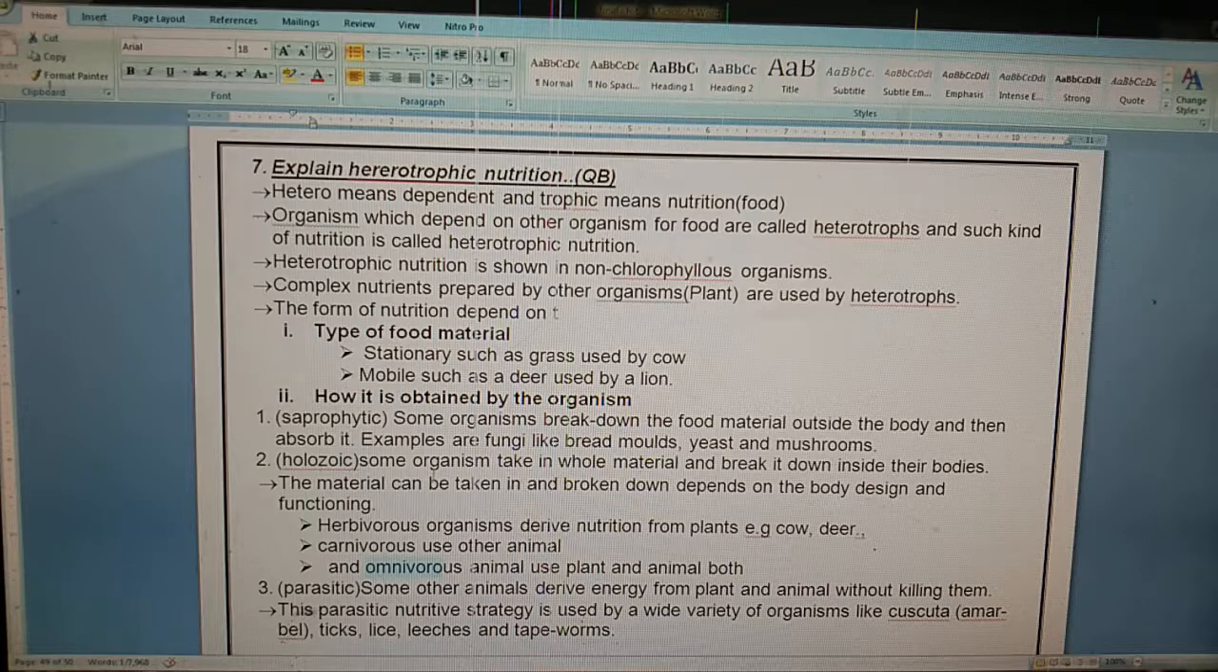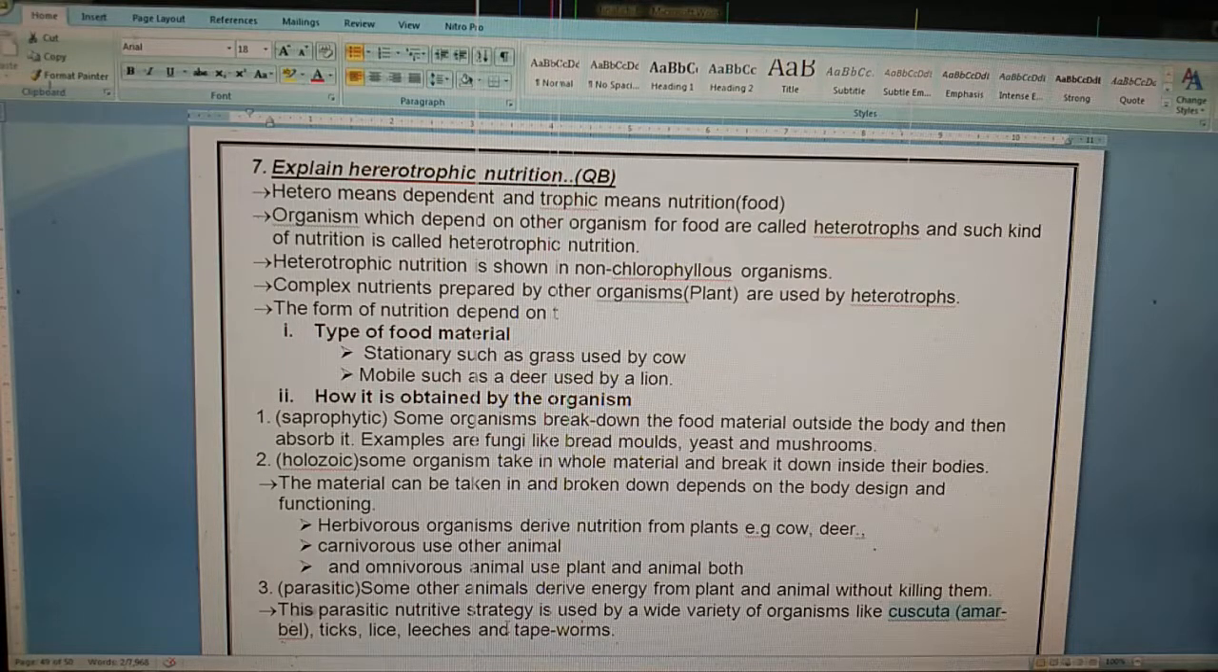In both types, the animal kills the plant or animal from which it obtains the food. It's not necessary that it always kills the animal, but in the third way of obtaining food, the organism derives food or energy without killing the plant or animal. For example, Cuscuta, which is amarbel, and all types of worms.